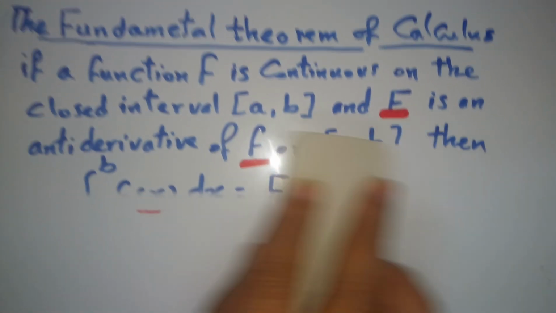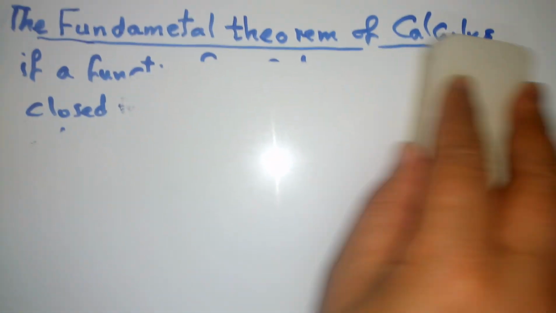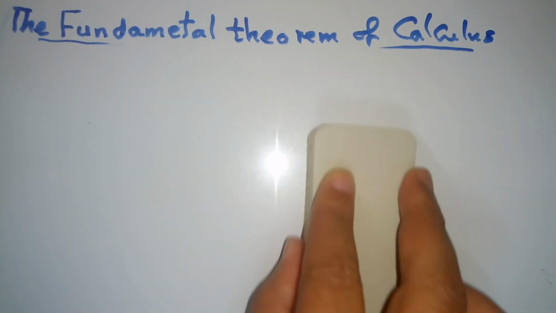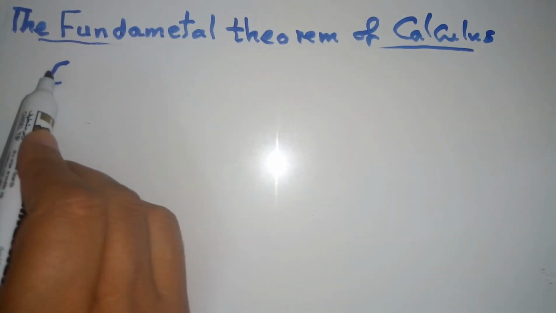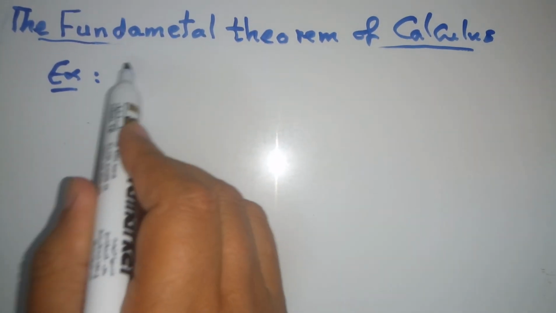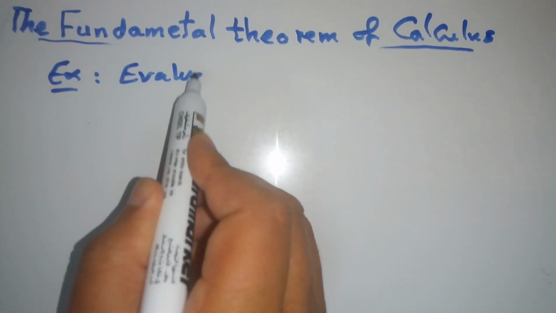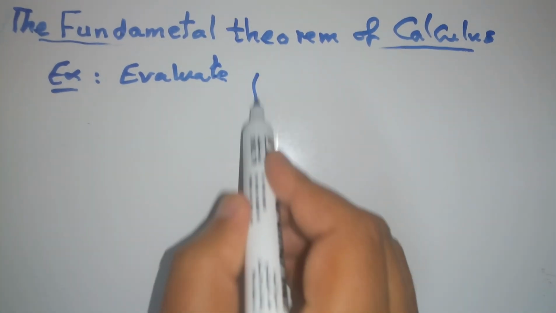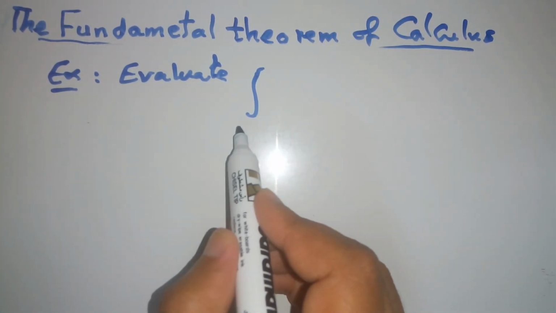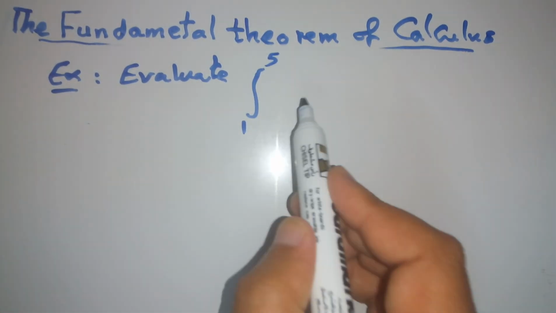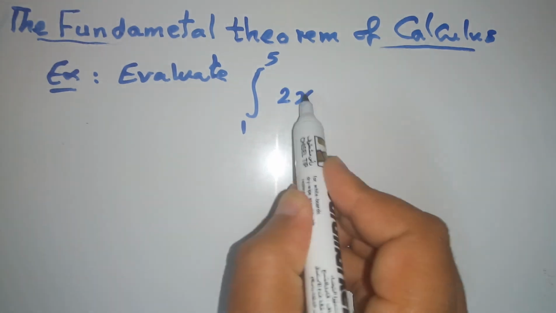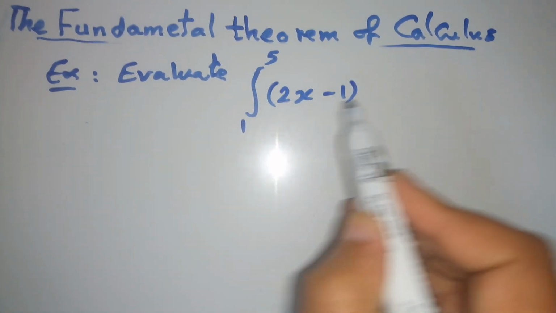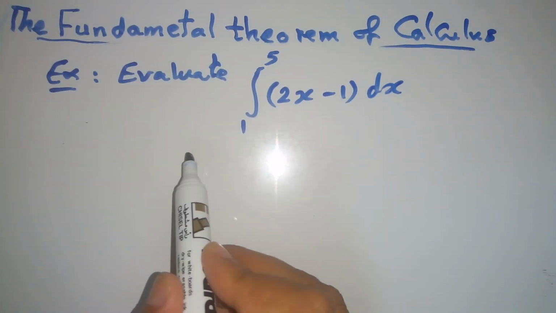We have another example to apply this theorem. Example: evaluate the integral from 1 to 5 of 2x minus 1 with respect to x.